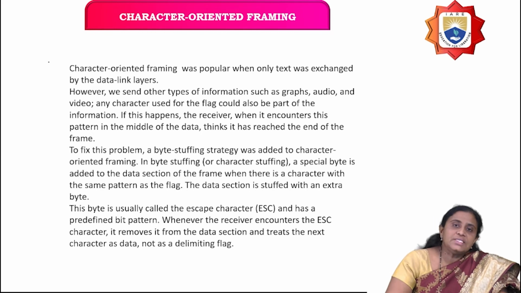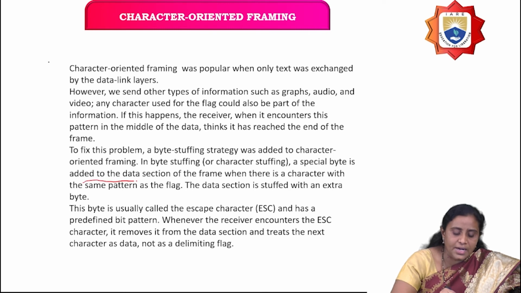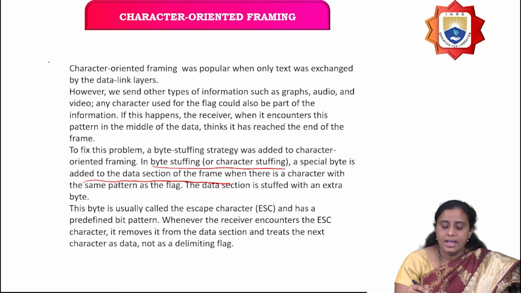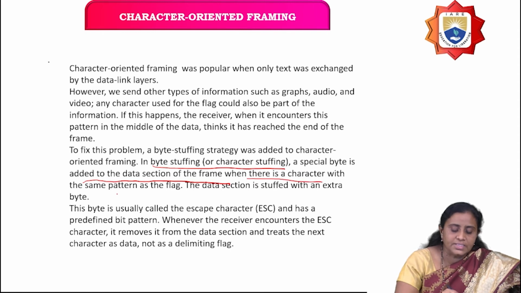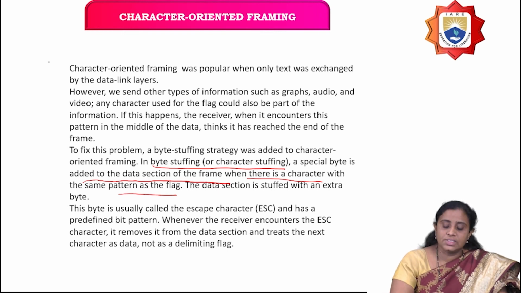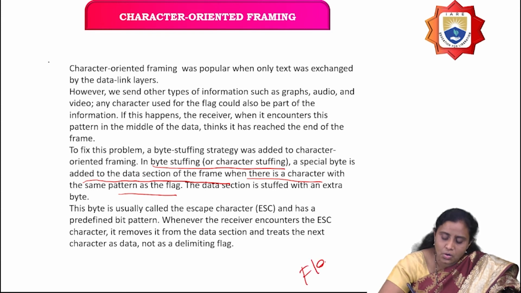To fix this problem, a byte stuffing strategy was added to the character-oriented approach. In byte stuffing or character stuffing, a special byte is added to the data section of the frame when there is a character with the same pattern as the flag. That means the data section is stuffed with an extra byte, used whenever a character has the same pattern as the flag.